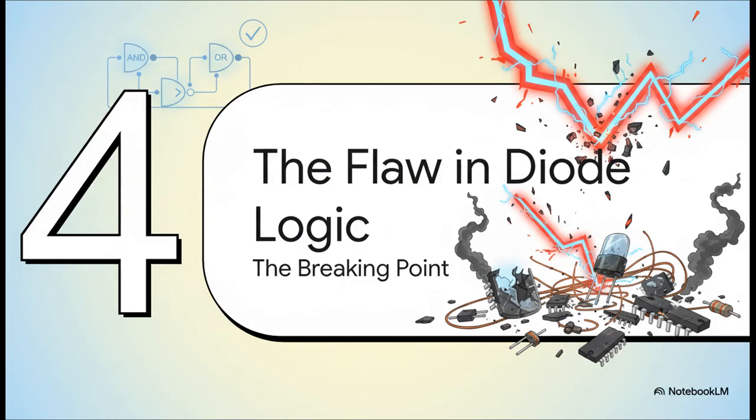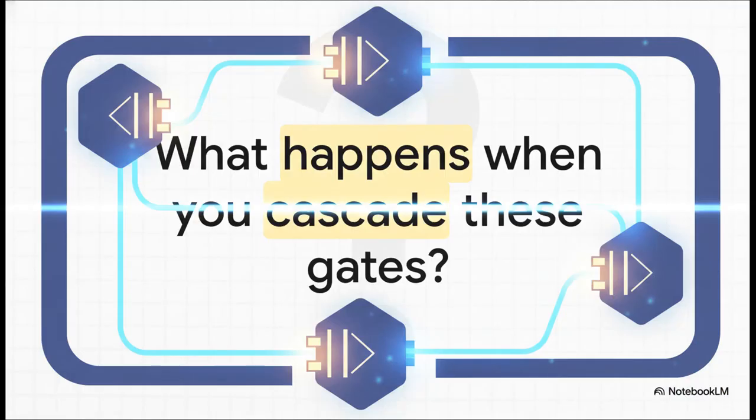Now we're going to do what all good engineers do: push it until it breaks. See, in the real world, you never use just one gate in isolation. Real circuits are all about connecting gates together. The output of one becomes the input of the next, and so on. This is called cascading.